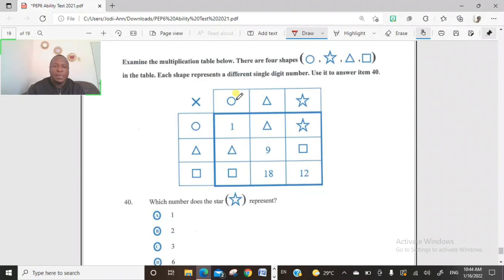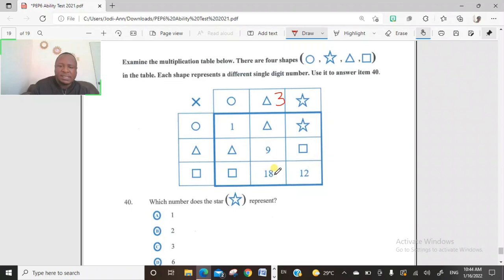Now, we can see this circle here, circle, and circle. We know how a multiplication table works. Circle and circle give us 1. All right. And we see that triangle and triangle give us 9. What number gives us 9? We can safely say that this triangle is 3 because triangle and triangle give us 9.